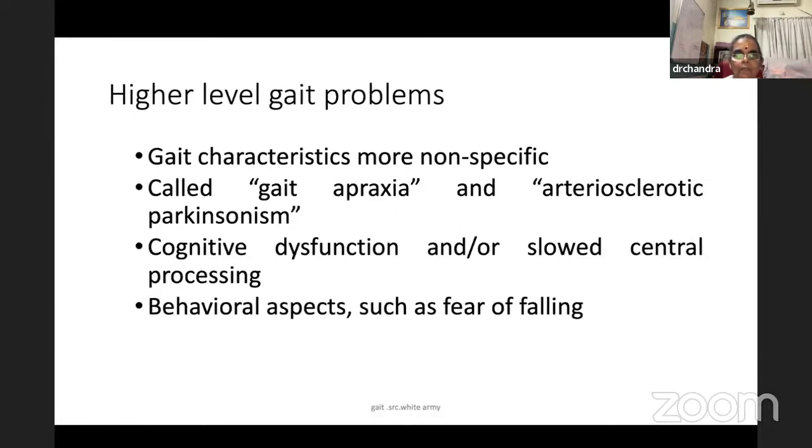So higher level gait problems, what are they? They are more cautious, cognition related disorders, and the gait characteristics are more non-specific. Unlike cerebellar gait or corticospinal gait or muscle gait, they are non-specific. So it is called gait apraxia, and they feel glued to the floor. They feel that a magnetic field is pulling them, and cognitive dysfunction may be there, resulting in slowed processing, and they can have behavioral problems and fear of falling.